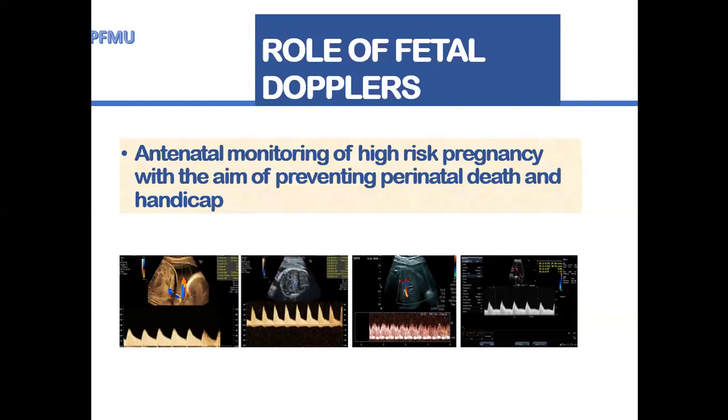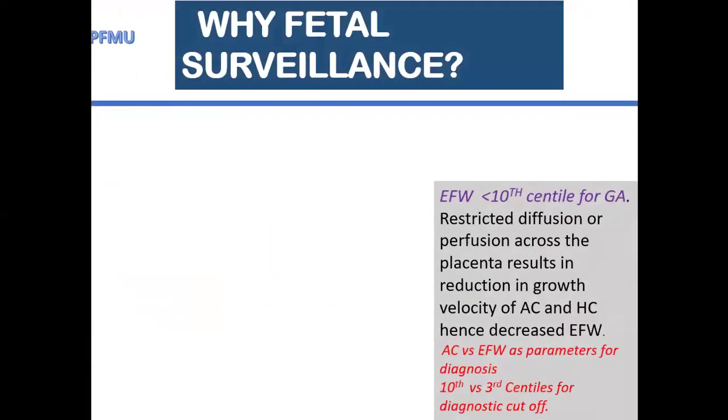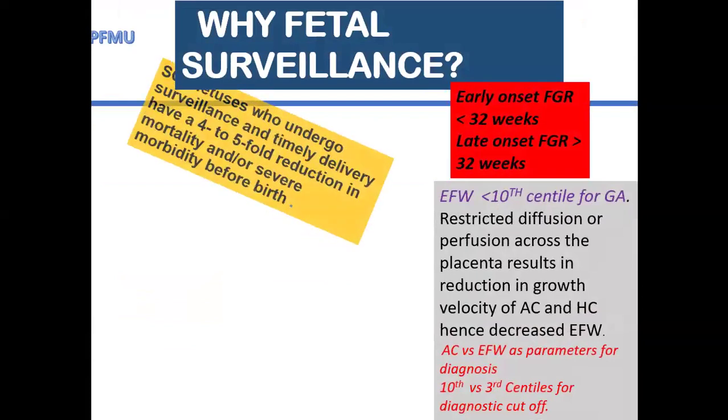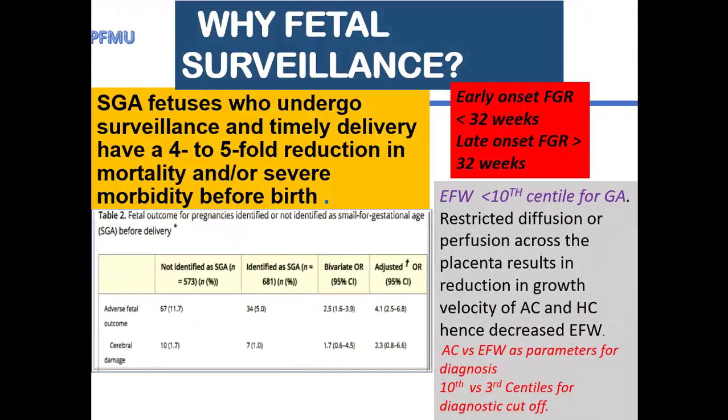Can I go deeper? All right. So why is surveillance important? Here we are now mainly focusing on the small fetuses in the next slide. Research has shown that small for gestational age fetuses who undergo surveillance and timely delivery have a 4 to 5-fold reduction in mortality and or severe morbidity before birth.